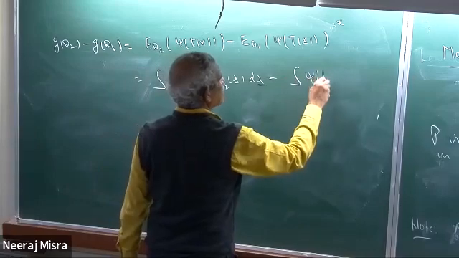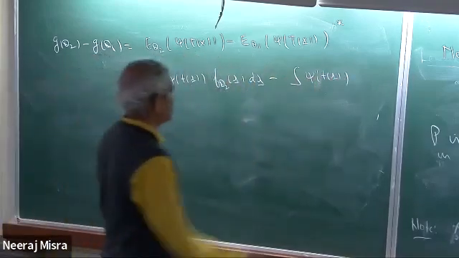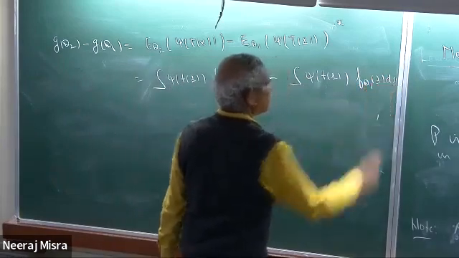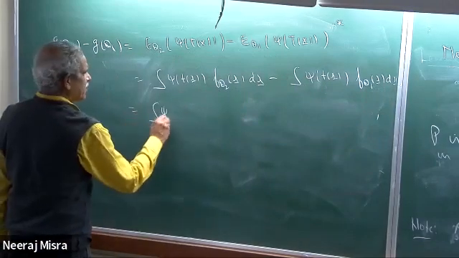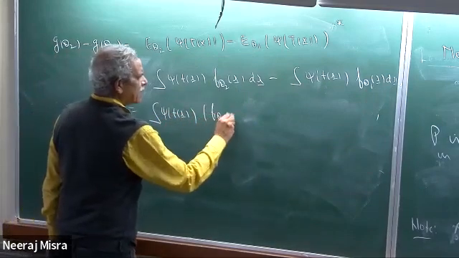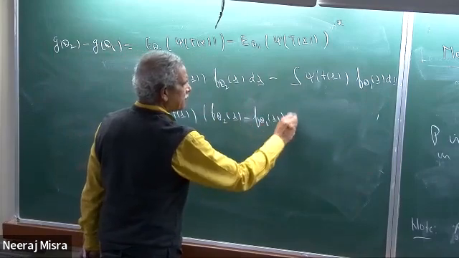Integral over psi of T(x). This was the expectation under theta 1, so the density under theta 1. Which is the same as the integral over psi of T(x) times f_theta2(x) minus f_theta1(x).